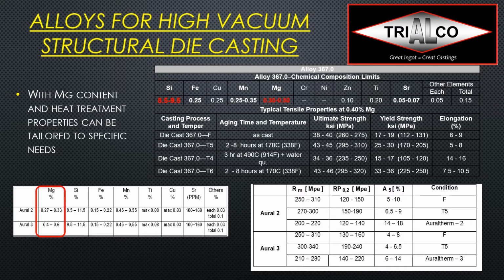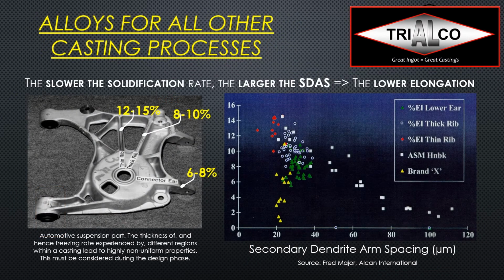As-cast, right away you see that strength goes up with higher magnesium and ductility goes slightly down, and that's of course even more pronounced when we go with heat treatments. Here the Aural 3 properties are all stronger and with lower ductility. So with this, let's have a look at the alloys for all the other casting processes. Anything but high pressure die casting.